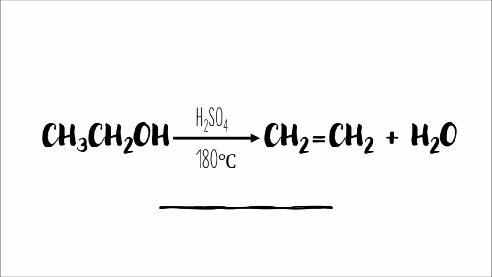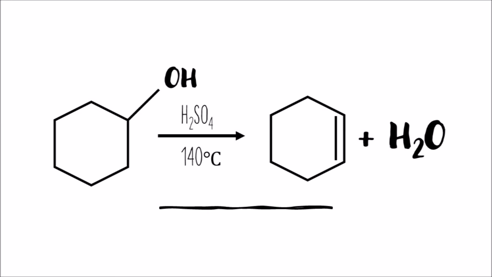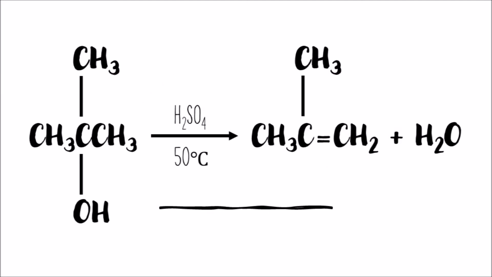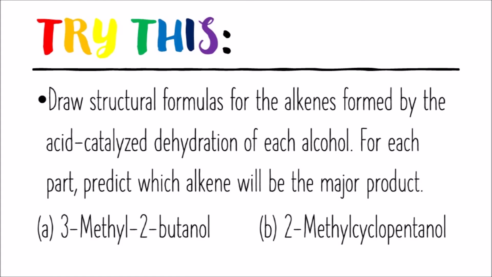Primary alcohols are the most difficult to dehydrate. Secondary alcohols like cyclohexanol undergo acid-catalyzed dehydration at somewhat lower temperatures. Tertiary alcohols like tert-butyl alcohol generally undergo acid-catalyzed dehydration at temperatures only slightly above room temperature. Now pause the video and try solving these problems.